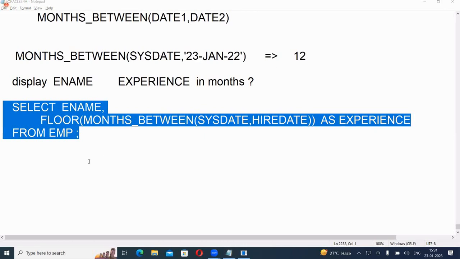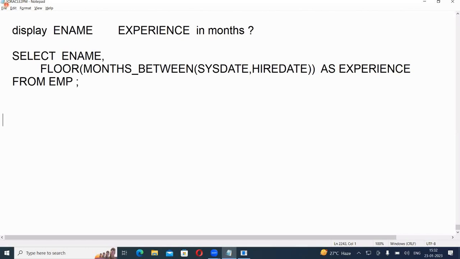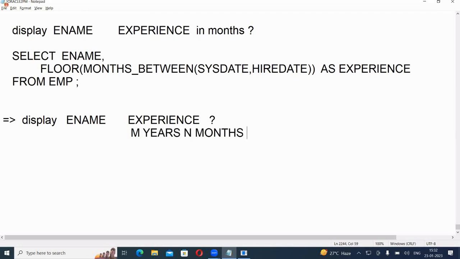Okay. Then you try this. Write a query for this: E-name, then experience. I want to show the experience in this format: M years, N months. You know how to calculate experience in years.